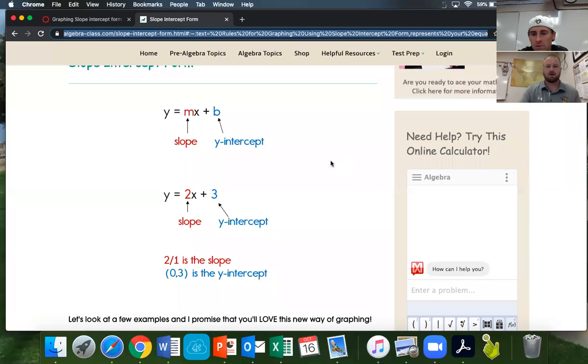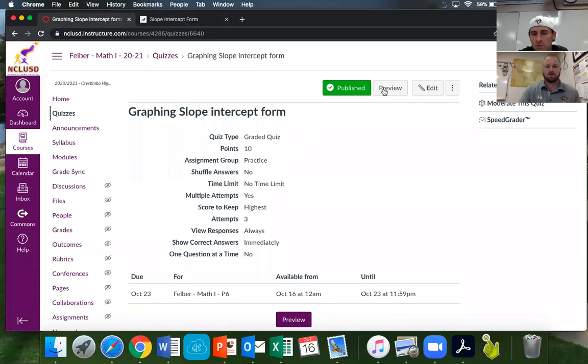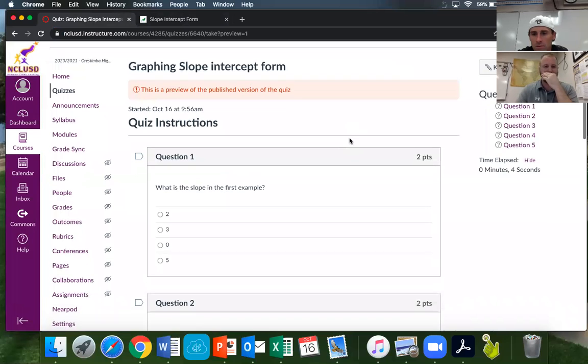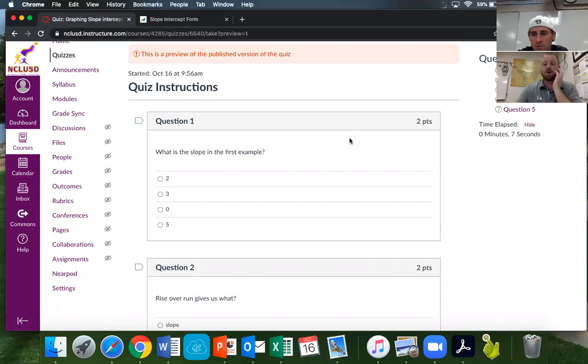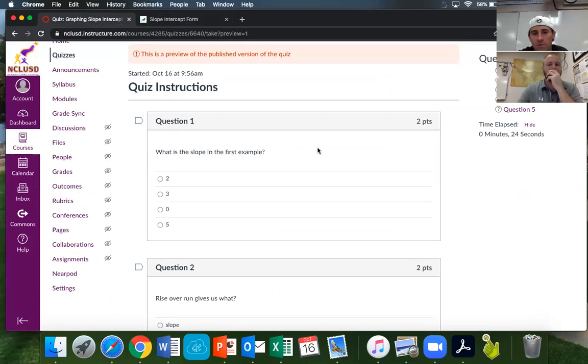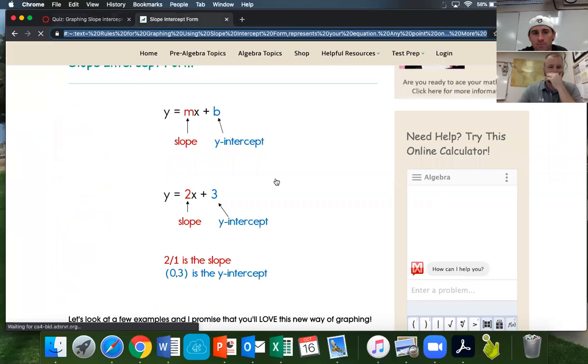Going back to the quiz here, and I probably should have done this first, but I'm going to go through it. The first question is, what is the slope in the first example? We're going to do this a little bit differently today. Here's our first example on the screen right here. That one should be pretty easy to figure out, because it says right there what the slope is.